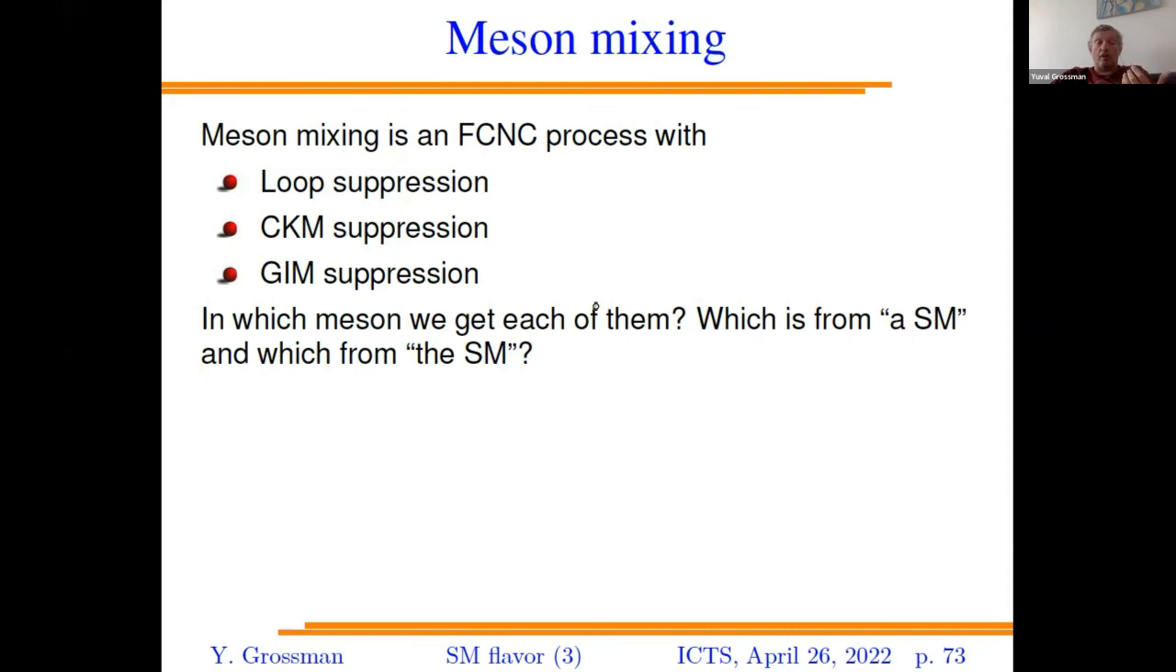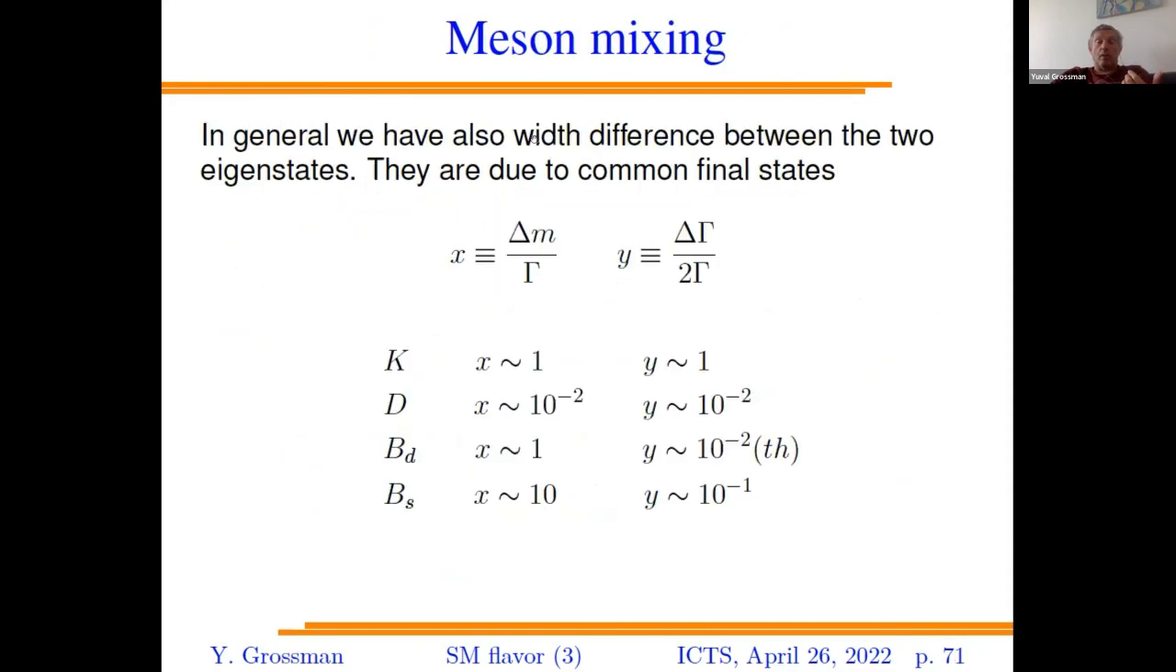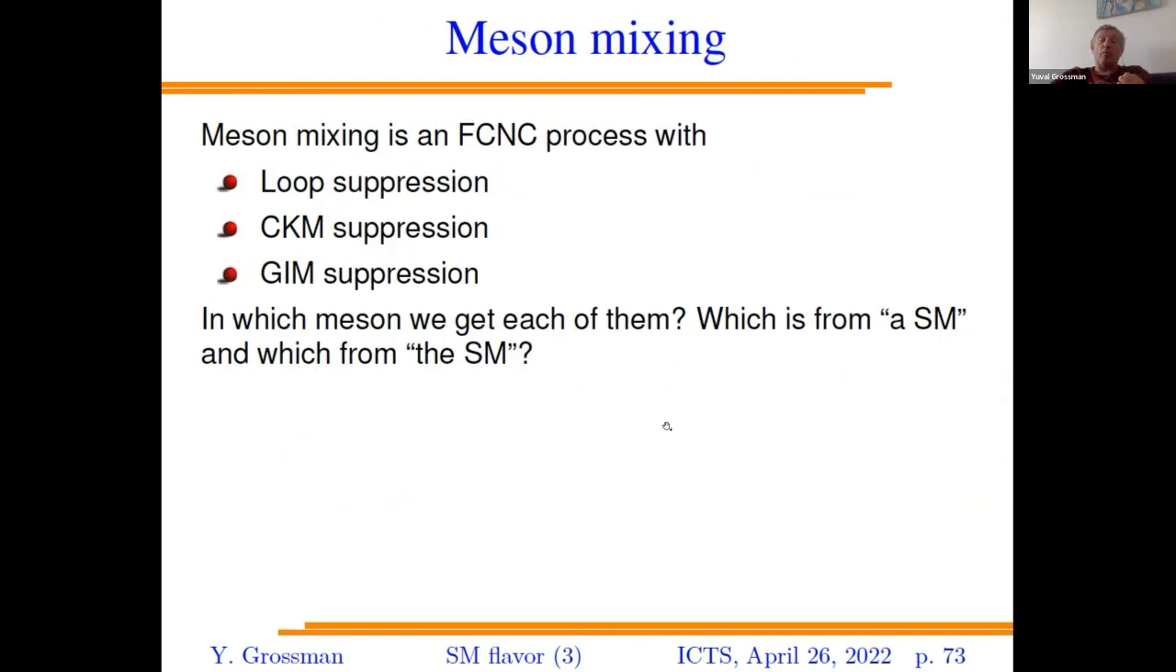And for each of them, tell me, is it from the standard model or from beyond the standard model? Which of these suppressions is there? So you have four mesons: K, D, Bd, and Bs. I want you, for each meson, to answer the following questions. Do we have loop suppression? Do we have CKM suppression? Do we have GIM suppression? And then to answer, is this in any standard model or in this standard model?